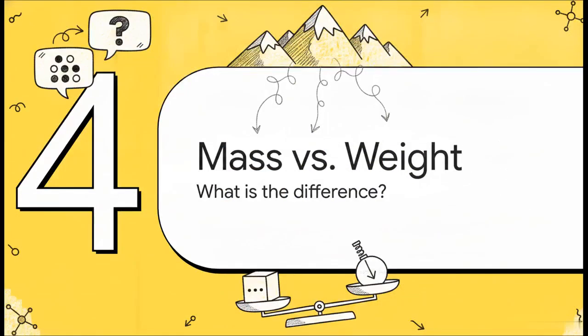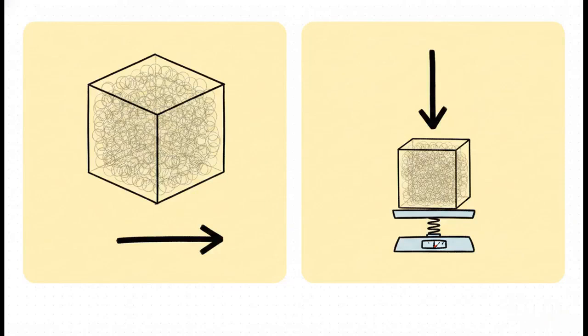Section 4. Mass versus weight. This brings us to a huge point of confusion: mass and weight. People mix these two up all the time, but they are absolutely not the same thing. Mass is simply the amount of matter or stuff that an object is made of. Your mass stays exactly the same no matter where you travel in the universe. Weight, however, is a measurement of the effective gravitational force pulling down on that mass. Because gravity changes depending on where you are, your weight changes right along with it.